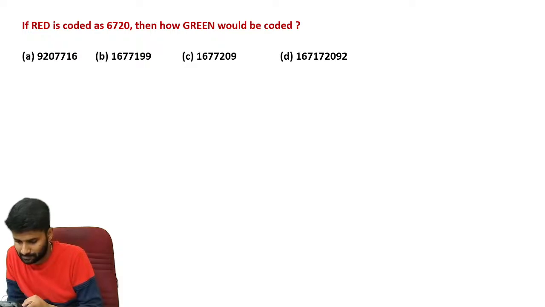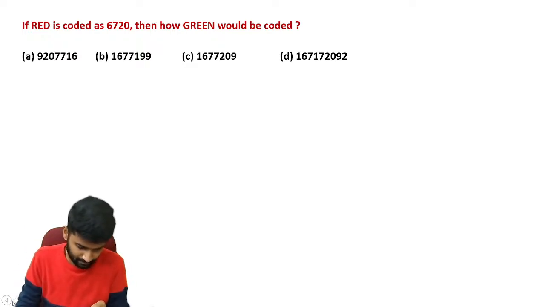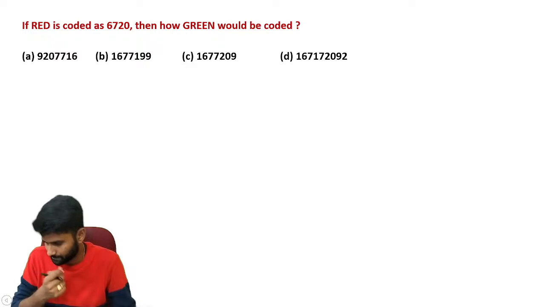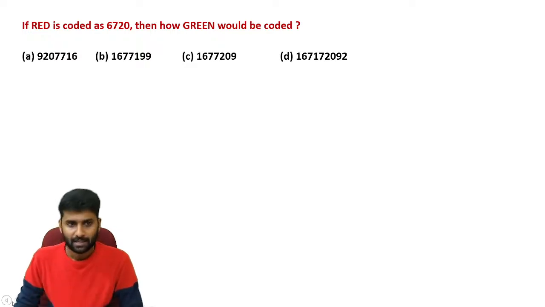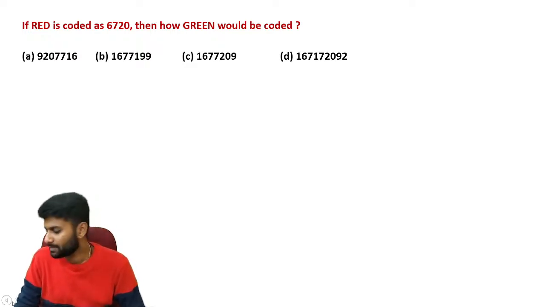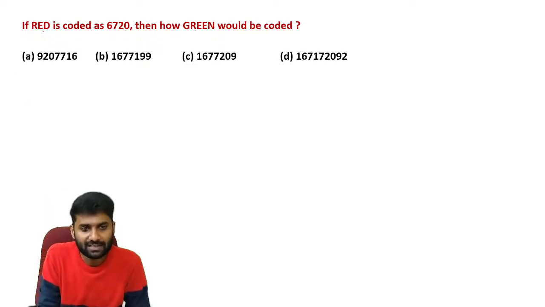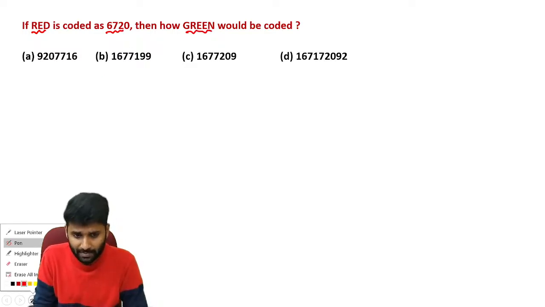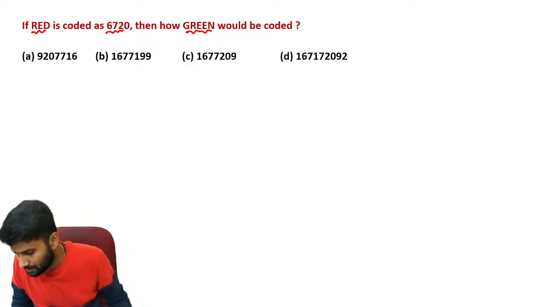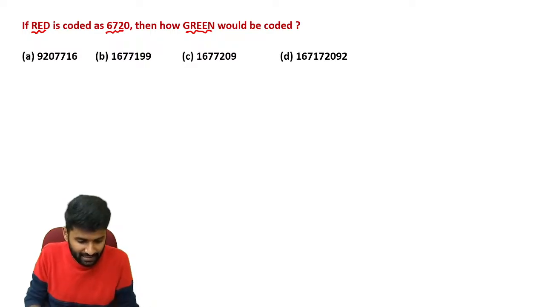Let's go to the next question. Answer this question. Now RED is coded as 6720. How can green be coded? See, we have three letters, but they are represented with four digits. In the same way, green is a five-letter word. You can represent it with how many digits, according to the logic of the code? Identify the answer.